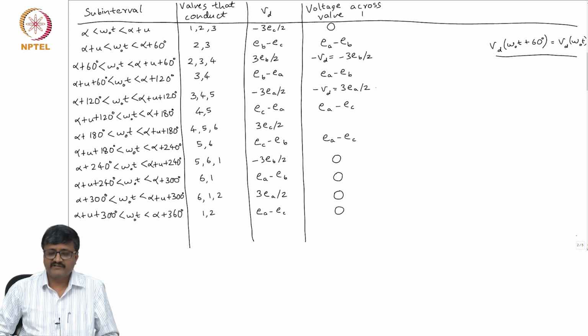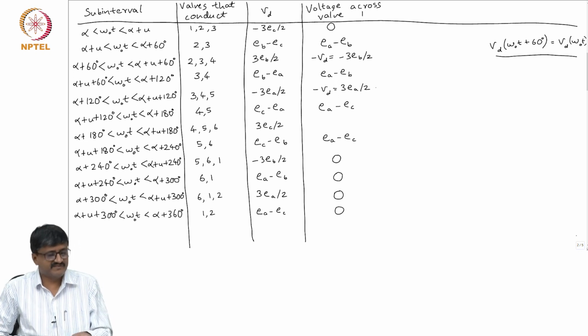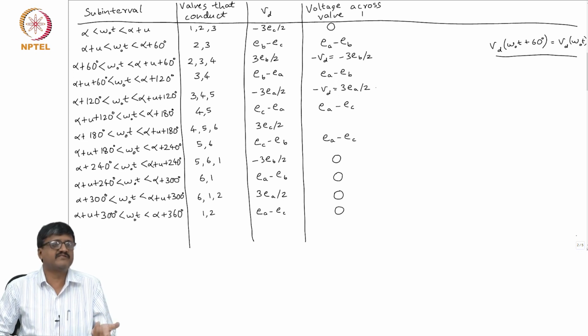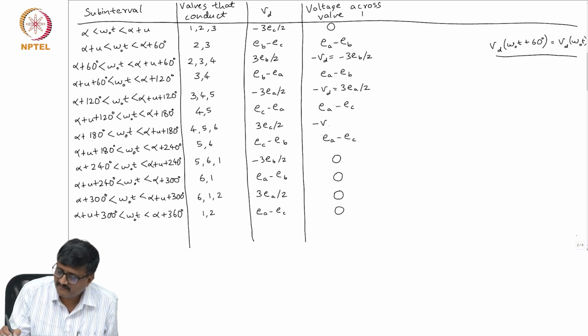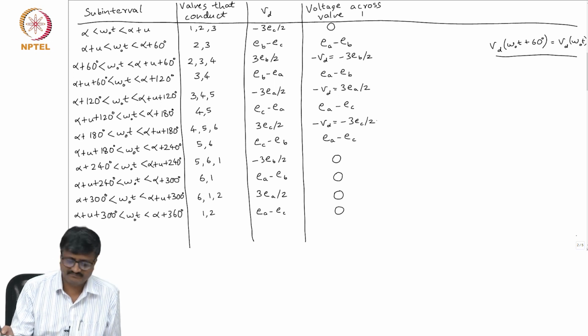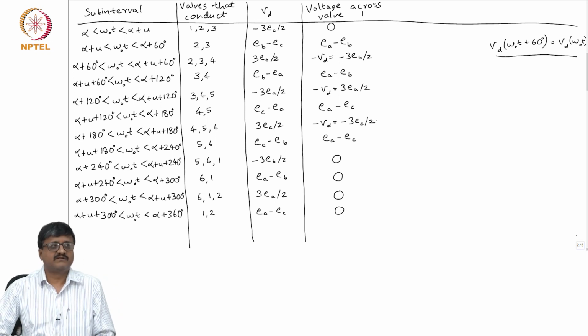Then what about the next subinterval in which 3 valves are conducting, 4, 5, 6? Again 4 is conducting. So, when 4 is conducting, it is again minus V d. So, it is minus 3 E C by 2. Is that clear?